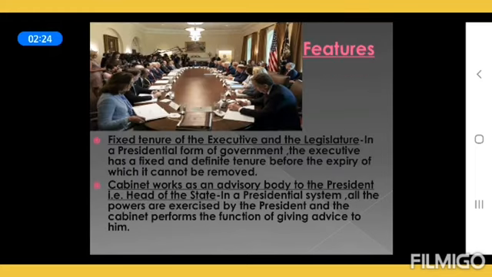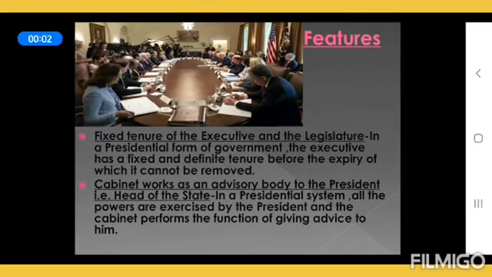Now the next feature is the fixed tenure of the executive and the legislature. So in a presidential form of government, the executive has a fixed and definite tenure, before the expiry of which it cannot be removed. Before the expiry of its term, the executive cannot be removed or voted out of power by the legislature.